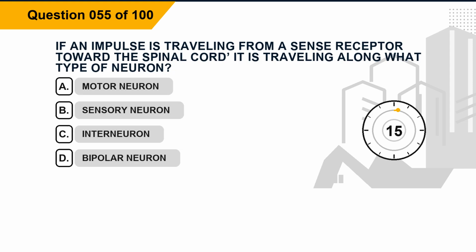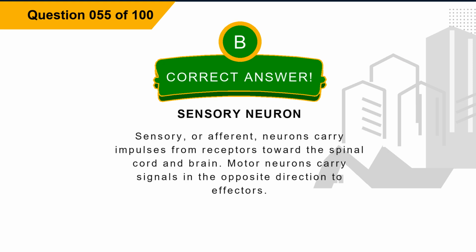Question 55. If an impulse is traveling from a sense receptor toward the spinal cord, it is traveling along what type of neuron? Option A. Motor neuron. Option B. Sensory neuron. Option C. Interneuron. Option D. Bipolar neuron. The correct answer is option B. Sensory neuron. Explanation. Sensory, or afferent, neurons carry impulses from receptors toward the spinal cord and brain. Motor neurons carry signals in the opposite direction to effectors.